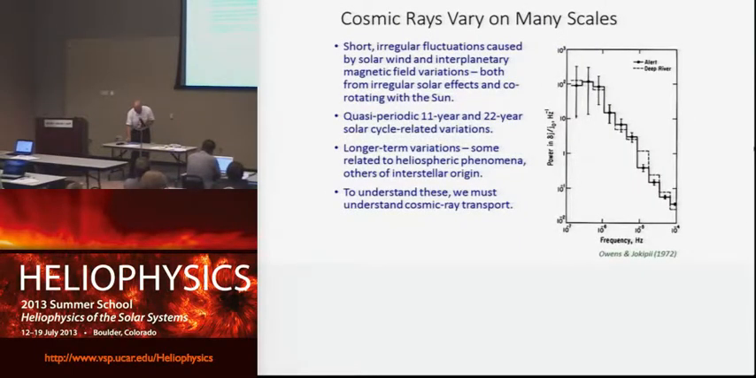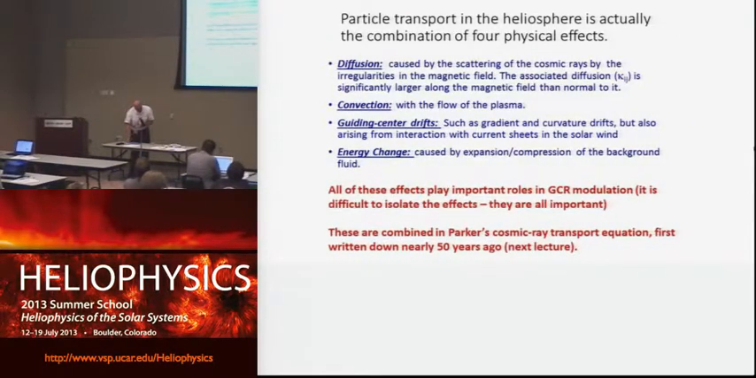Cosmic rays vary on many scales. I think I'll skip that slide since I'm down to just a few minutes. I want to say a couple things. The cosmic ray motion inside the solar system is really a combination of 4 main physical effects. One is spatial diffusion.